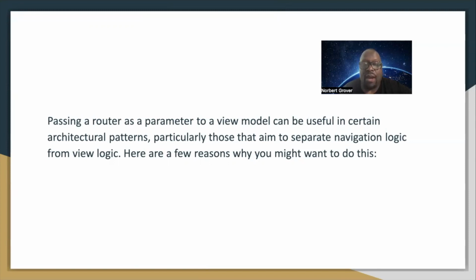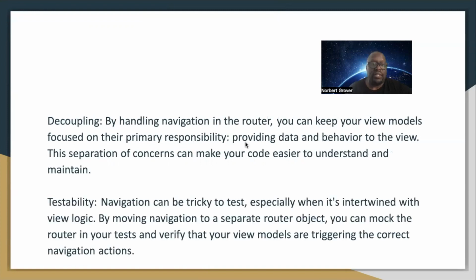So passing a router as a parameter to a view model can be useful in certain architectural patterns, particularly those that aim to separate navigation logic from view logic. Here are a few reasons why you might want to do this. Decoupling. By handling navigation in the router, you can keep your view models focused on their primary responsibility, providing data and behavior to the view.